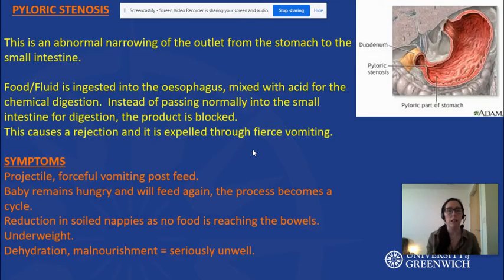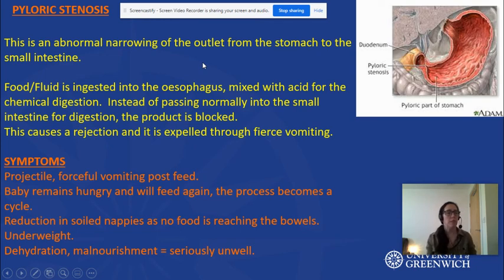Right, next, projectile vomit. So here is pyloric stenosis. Now, this is really exciting as well because it's to do with the digestive system too. So let's have a little look at the stomach, and let's have a little look at the pyloric part. So what happens here is the stomach, we've got a little close here, so we can't actually get anything through the stomach into the intestines. That's a problem, isn't it? So let's read about it.